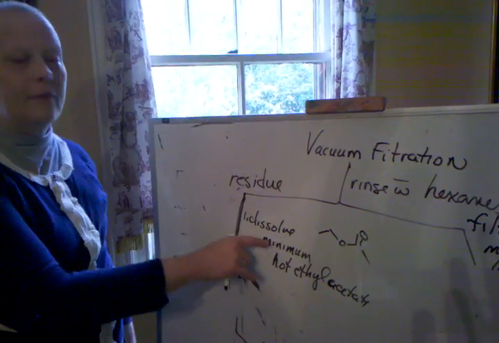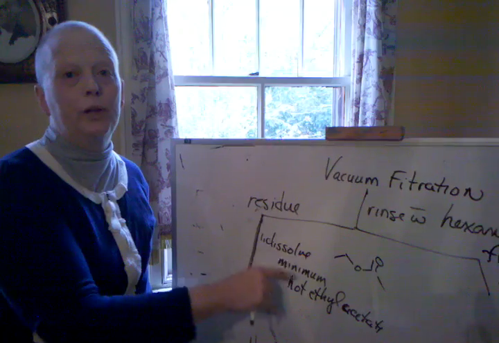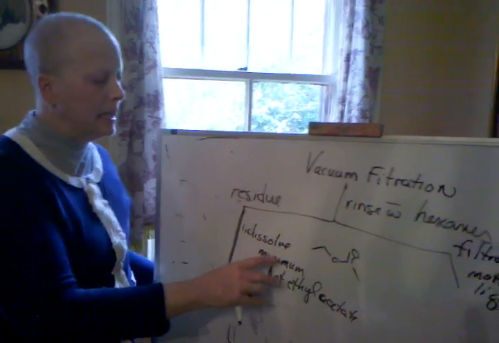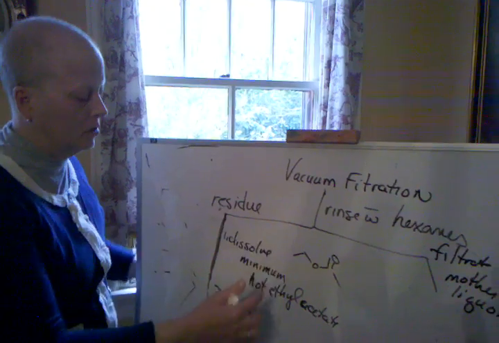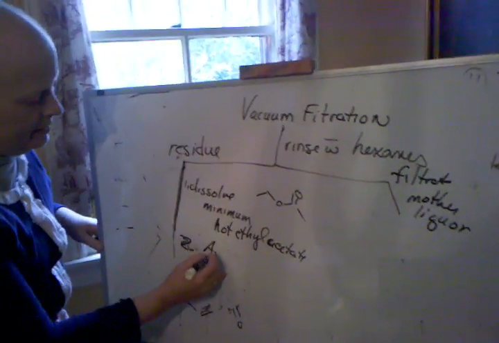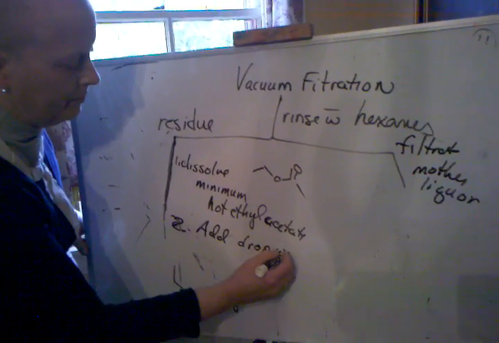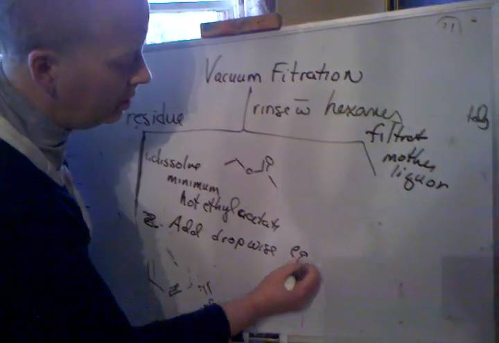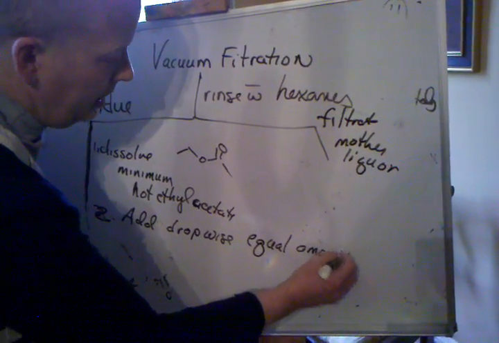Okay, then what you do is you're going to add. Now, what if there were some insoluble contaminants? You would discover it at this point, and this is where you do the hot gravity filtration. But let's suppose it all goes into solution, okay? If you get it all in solution, the next thing you want to do is add, kind of drop-wise, an equal amount in volume of hexanes.